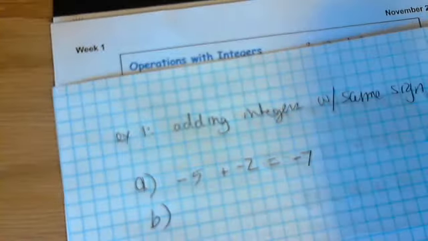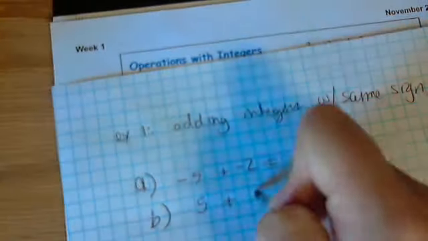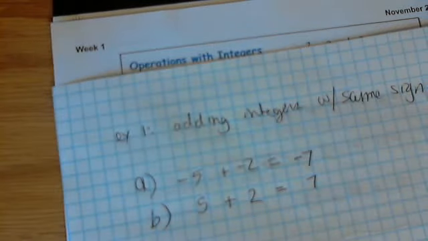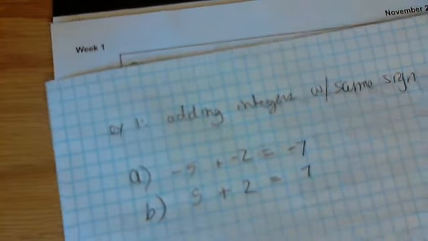If I have +5 plus +2, these guys are on the same team. Whose team are they on? They're on the positives team, and of course they make +7. So it's just a really simple rule to help you out with adding integers of the same sign.